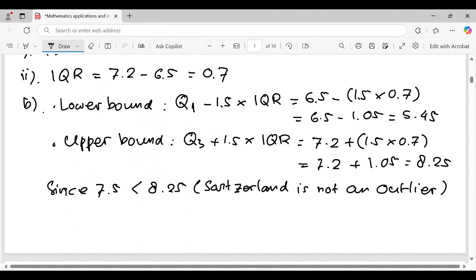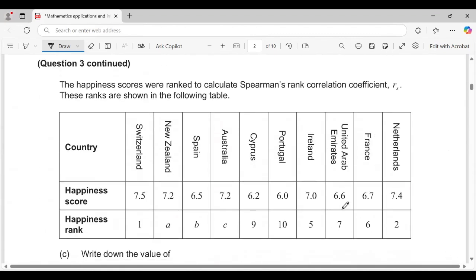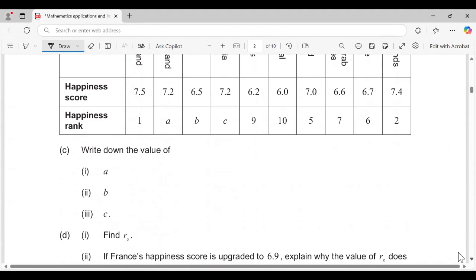Next question. C. The happiness scores were ranked to calculate Spearman's rank correlation coefficient, RS. These ranks are shown in the following table. Write down the value of A, the value of B, the value of C. Okay.